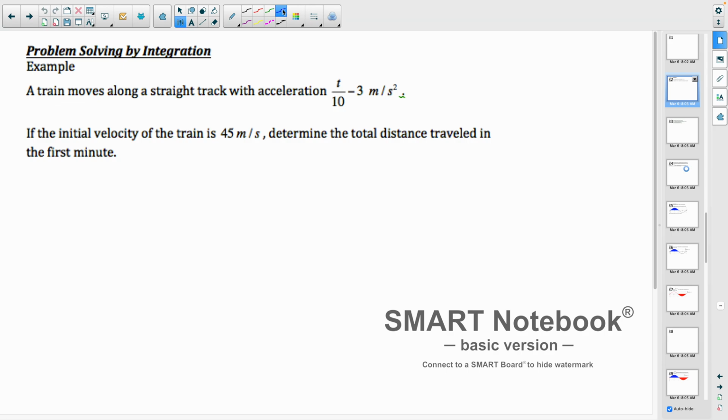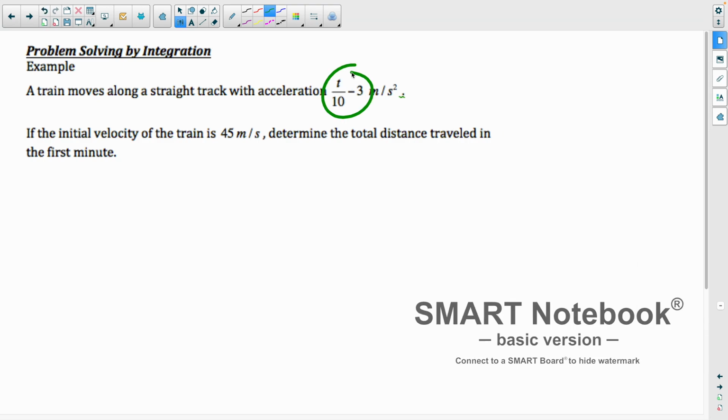So we've got a train that's moving along a straight track with an acceleration of t over 10 minus 3 meters per second squared. If the initial velocity of the train is 45 meters per second, determine the total distance traveled in the first minute, all right? And so when we take a look at this, we've got to work our way back to the original problem. So we're given the second derivative.